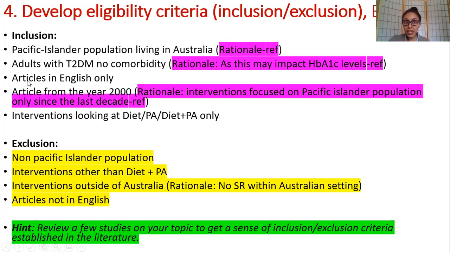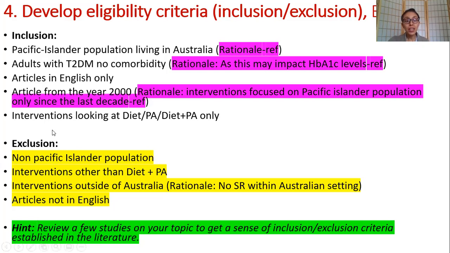Okay, then articles only in English, then articles from the year 2000 and onwards. Why? Because I would be having a rationale and a reference for this to show that interventions focusing on, say, Pacific Islanders' type 2 diabetes management have only been generated or have shown interest in the area of research from the year 2000 onward, in the last decade. And that's why I'm focusing on research articles from the last decade onwards.